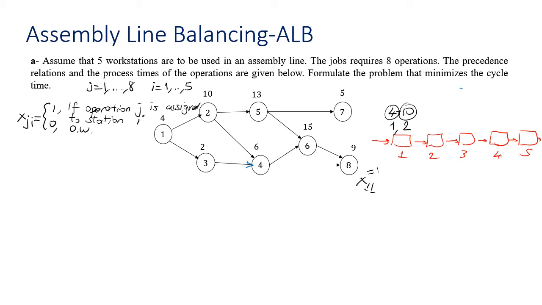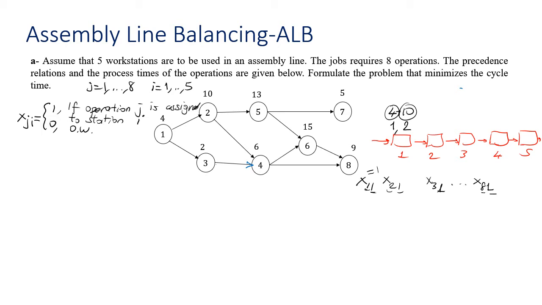If this is equal to 1, it means that operation 1 is assigned to workstation 1. What about x21? Operation 2 assigned to 1. What about x31? Operation 3 assigned to 1. Similarly, if you go in this way up to x81, it represents whether operation 8 is assigned to workstation 1 or not, depending on the value it takes.